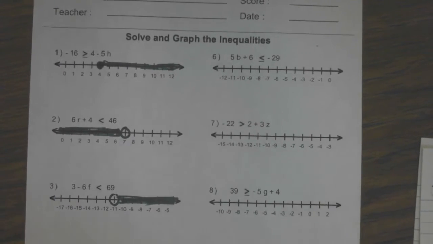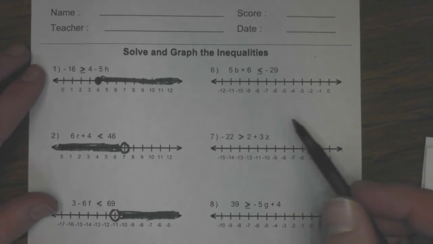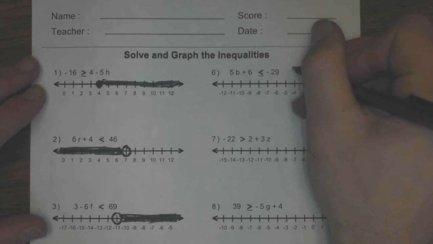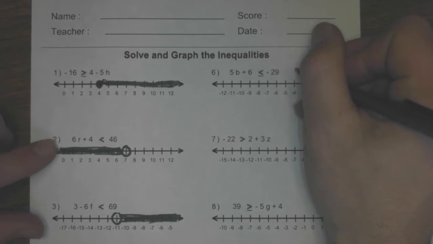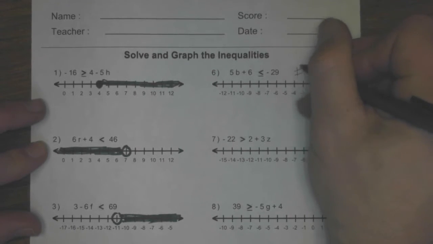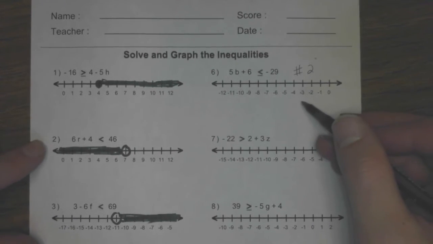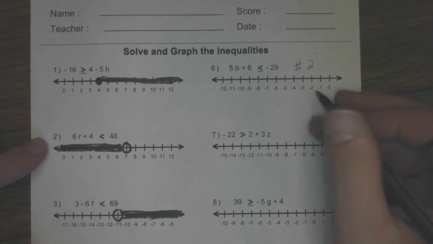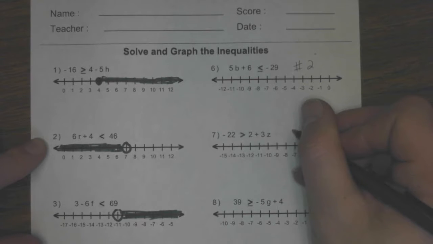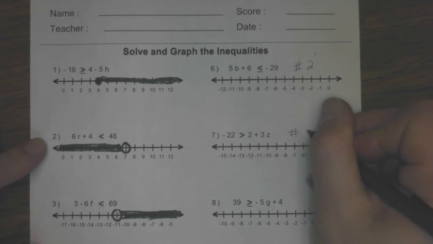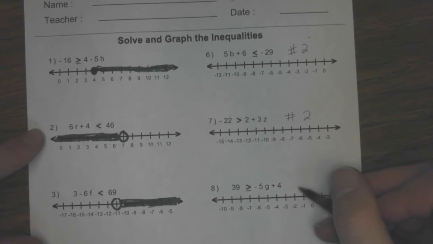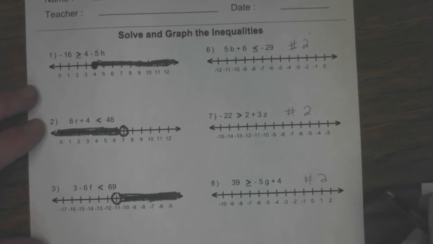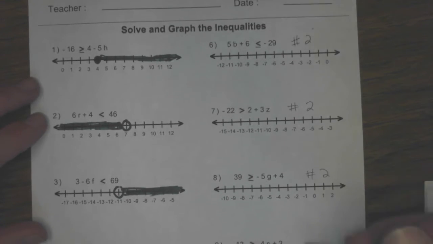Let's take a look at the rest while we're here. I'm going to tell you number 6 looks like number 1. Or actually, it looks like number 2. Number 6 looks like number 2. Also, number 7 looks like number 2. And I'd say number 8 looks like number 2 as well. Oh, you don't have any division problems over here on the right side.